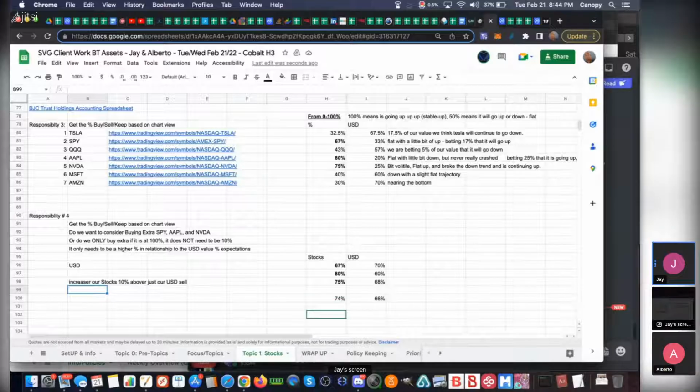So I'm not sure exactly how to do that, but we will figure it out. So let's say this one, and that one. So when we sell QQQ, Microsoft and Amazon, we should put 10% of the value not in US dollar, but in other stocks, specifically SPY, Apple, and NVDA, right? And so if we get this all perfect here.